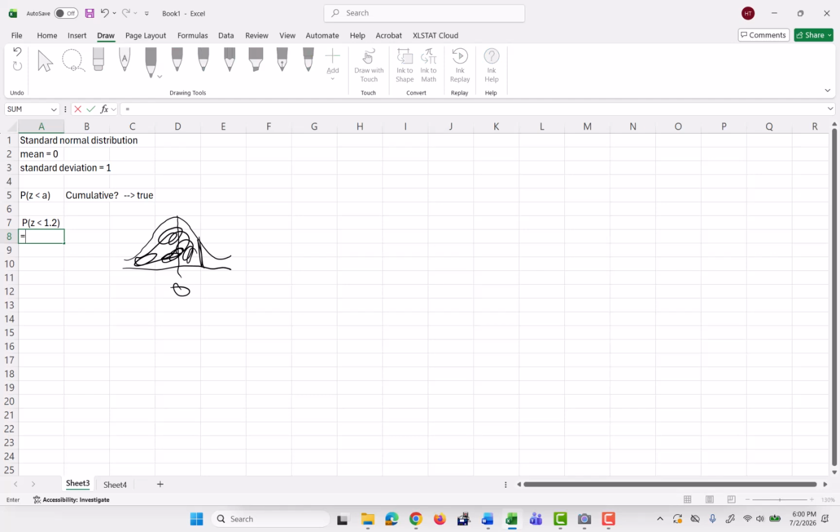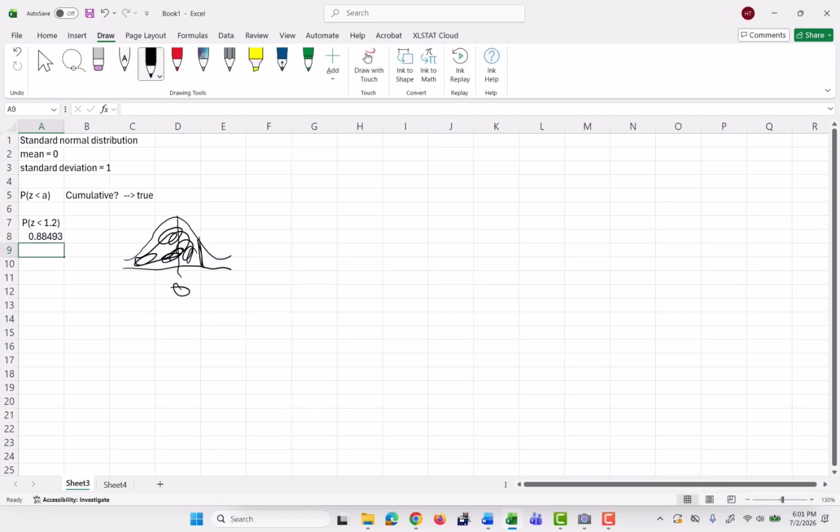So we're going to put in equals NORM.DIST, the normal distribution. X is the x value, which is 1.2, with a mean of 0 and a standard deviation of 1. And again, cumulative is always put in as true.